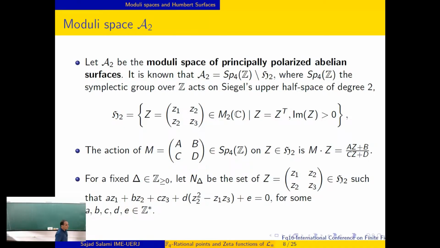Another reason we choose these hypersurfaces is that they are related to the Humbert surfaces, which are defined here. Let A2 be the moduli space of principally polarized abelian surfaces. It is known that you can see it as a quotient space of the action of the symplectic group over Z on the Siegel upper half space of degree 2. For any symplectic matrix in this group and any matrix in the Siegel upper half space, you can define the action in this way. For any discriminant delta, an integer, you can define the set of all matrices in the Siegel upper half space that satisfy these equations for some integers.